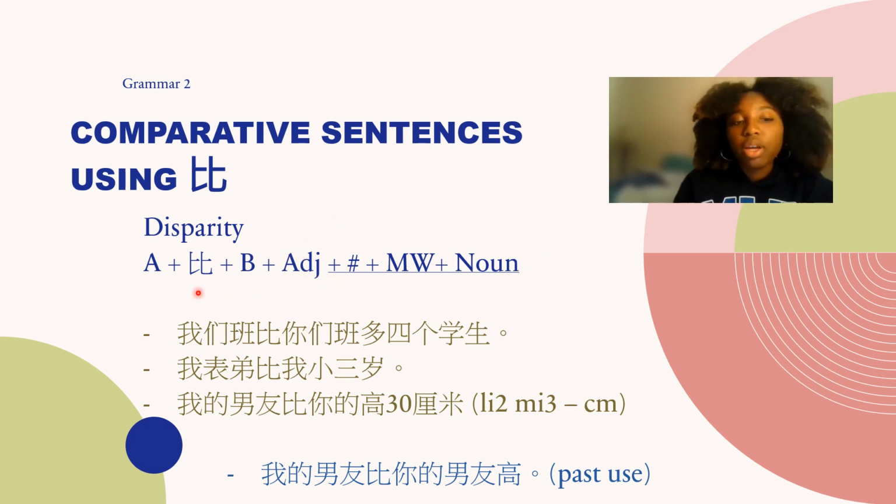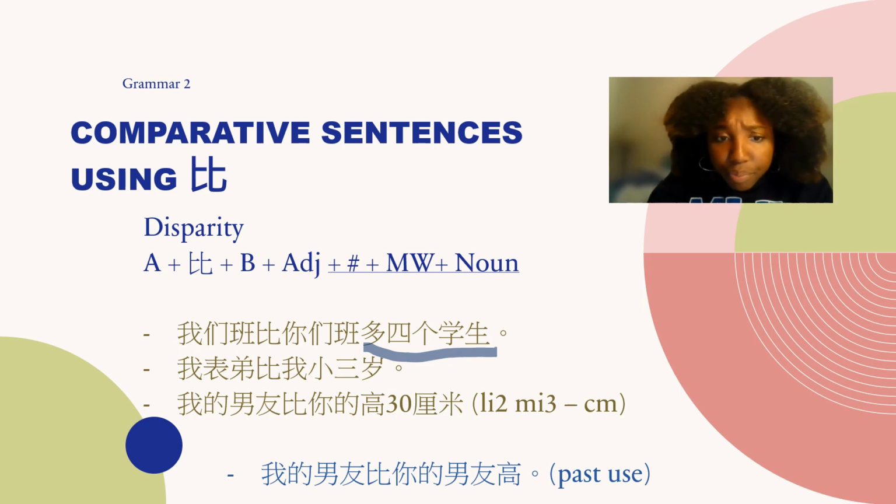If the context was clear and you didn't feel like putting all the information, what would you repeat? Just this: adjective, number, measure word, noun. Like, how much bigger are you? 3 feet taller. That would be here, as opposed to, I am 3 feet taller than him. So, let's look at some 例子。第一个，我们班比你们班多4个学生。So, the disparity is found where? It is found here. 多4个学生.